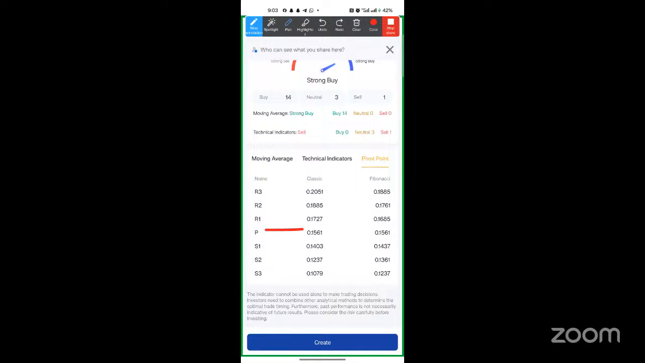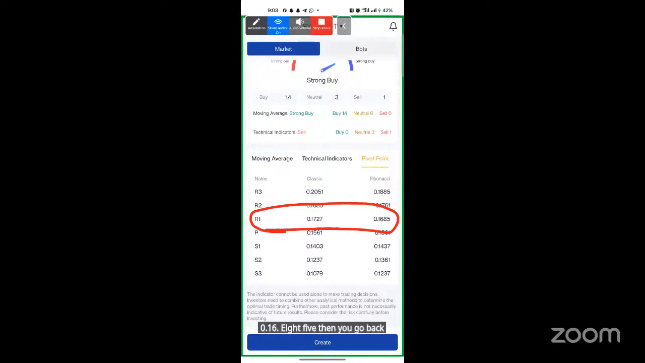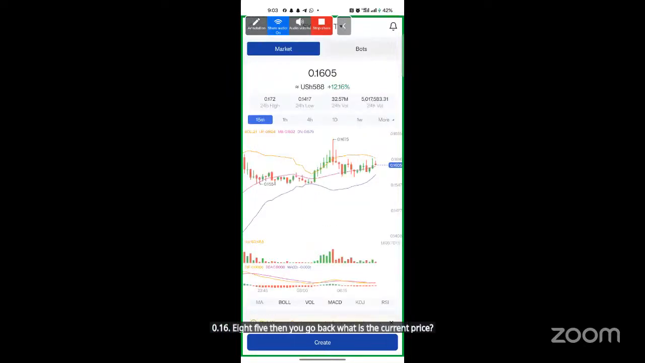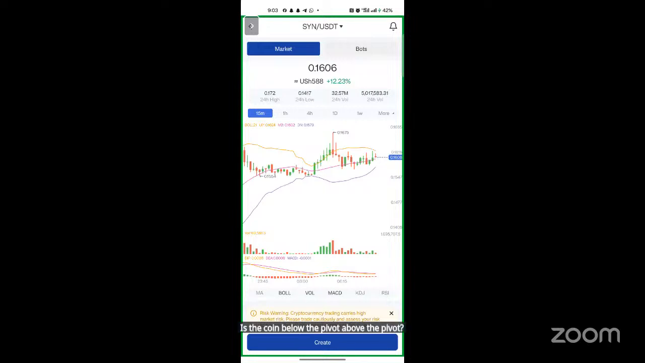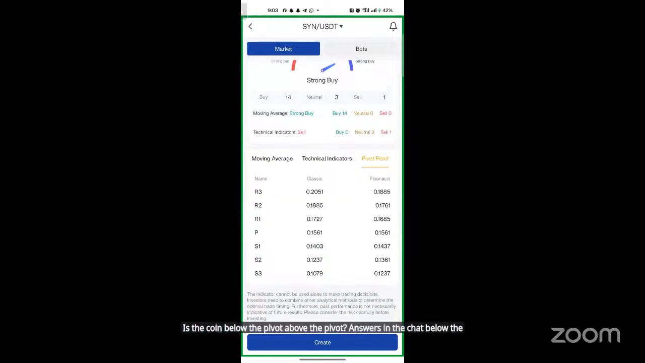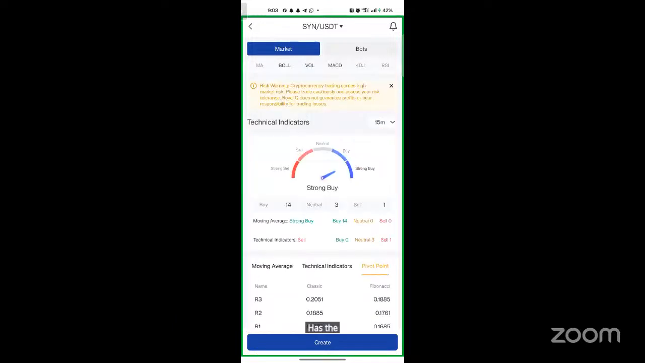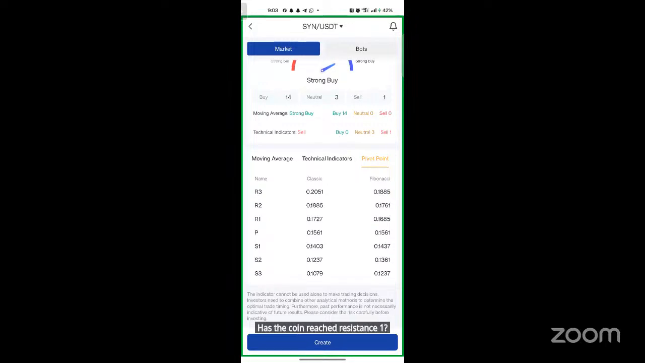Resistance. You write 0.1727, 0.1685. Then you go back. What is the current price? Is the coin below the pivot, above the pivot? Answers in the chat. Below the pivot. Has the coin reached resistance 1? No. Business. How many have understood? Simple logic.